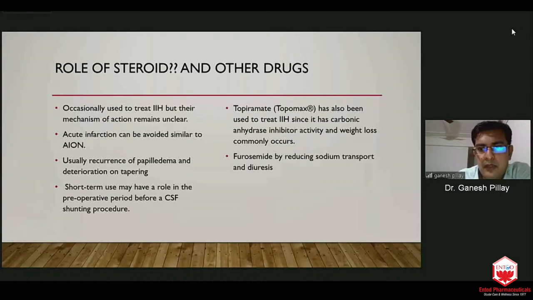We as ophthalmologists don't use it. Topiramate and furosemide have been shown to have good effects in idiopathic intracranial hypertension.